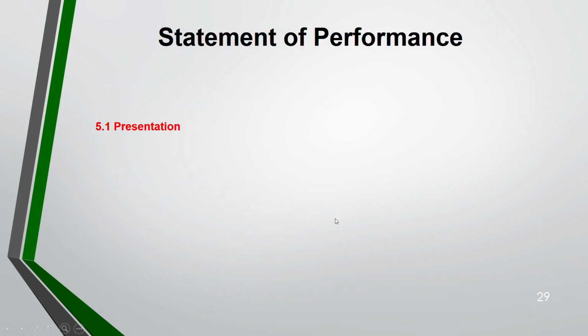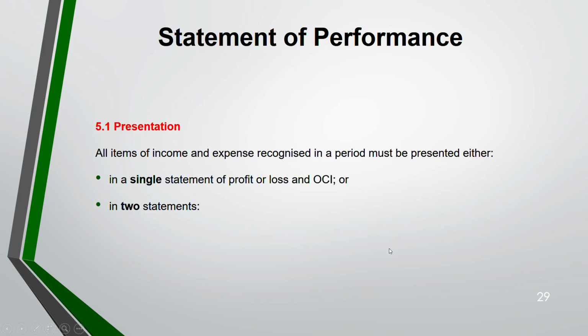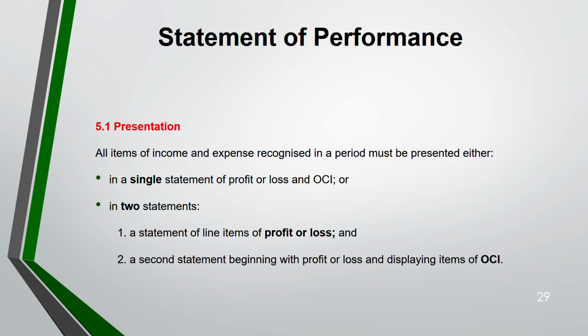Now, from financial position, we are moving on to statement of performance. All items of income and expense recognized in the period must be presented either in a single statement of profit and loss and OCI, that is other comprehensive income, or two statements. A statement of line items of profit and loss, and a second statement which begins with your profit and loss and displays items of OCI.